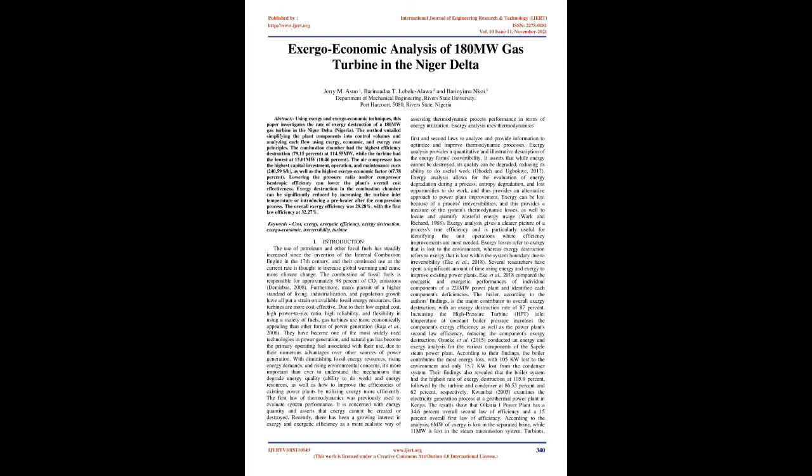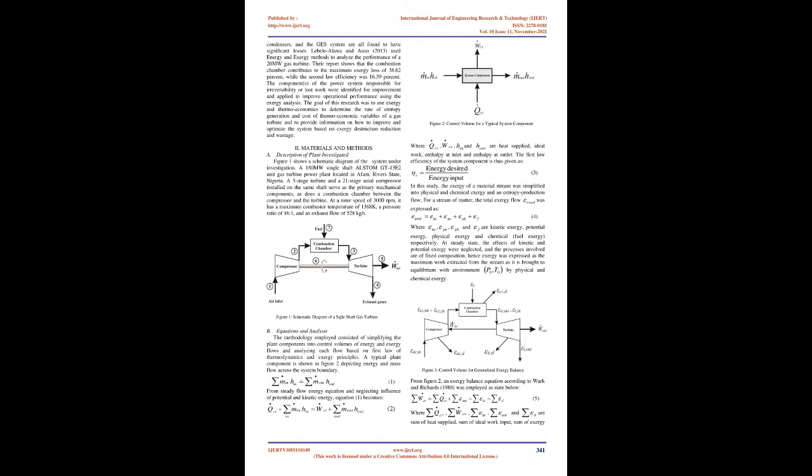Gas turbines are more cost-effective. Due to their low capital cost, high power-to-size ratio, high reliability, and flexibility in using a variety of fuels, gas turbines are more economically appealing than other forms of power generation, Raja et al., 2006. They have become one of the most widely used technologies in power generation, and natural gas has become the primary operating fuel associated with their use, due to their numerous advantages over other sources of power generation.